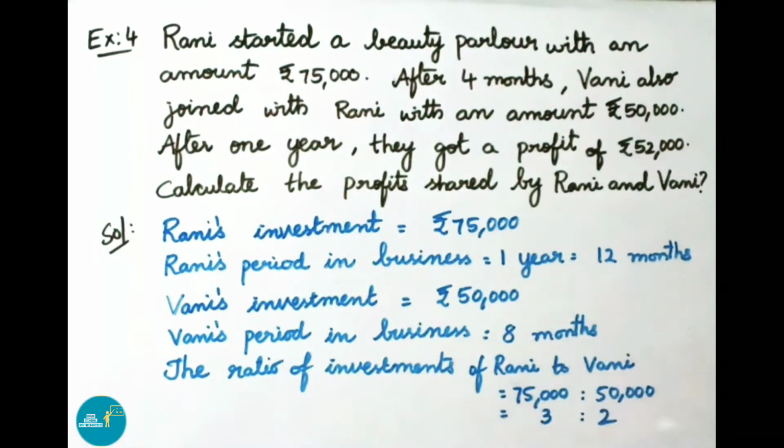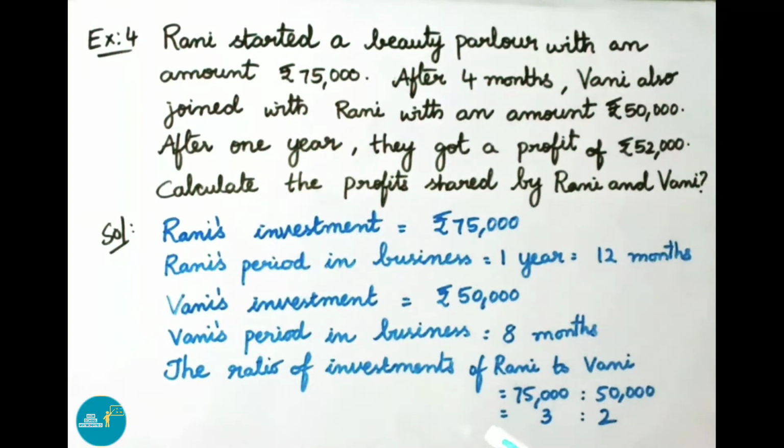Rani's investment is 75,000 rupees. Rani's period in business, that is 1 year, equals 12 months. Next, Vani's investment is 50,000 rupees. Vani's period in business, that is 12 minus 4 months, that is 8 months. So Rani started, and after 4 months Vani started the business. So 12 minus 4 we have done, meaning 8 months is Vani's period in business.